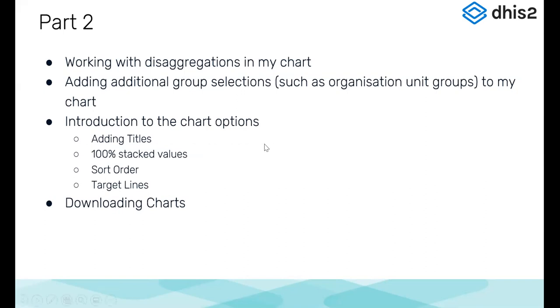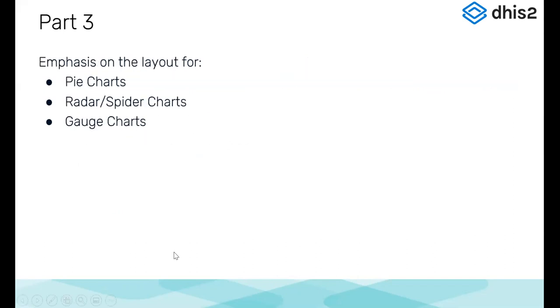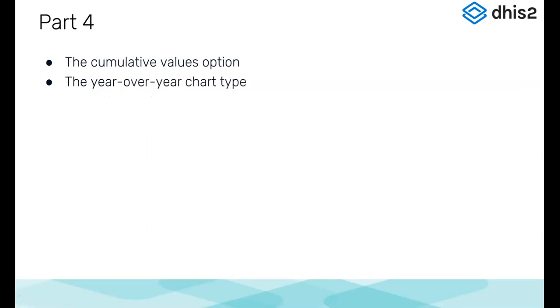Then also we will discuss a few chart options like how to add titles, how to add 100% stack value, sort order, and target lines. And finally, how to download a particular chart. And in part three, we will be discussing the topics of pie charts, radar and spider charts, as well as gauge charts. And then finally, as part four, we'll be discussing cumulative values options and year over year chart type.